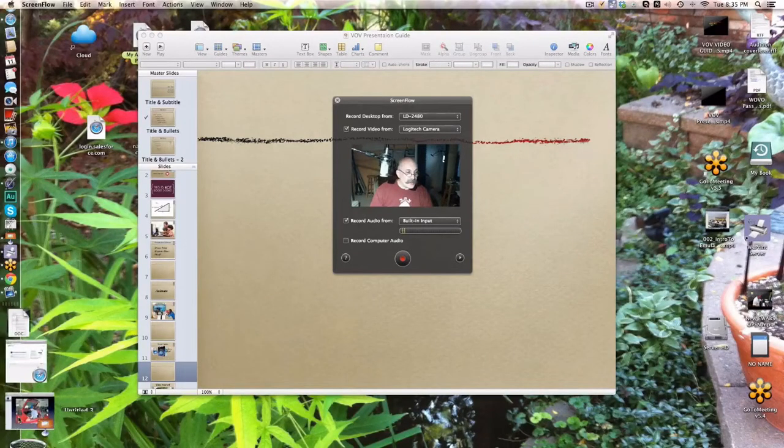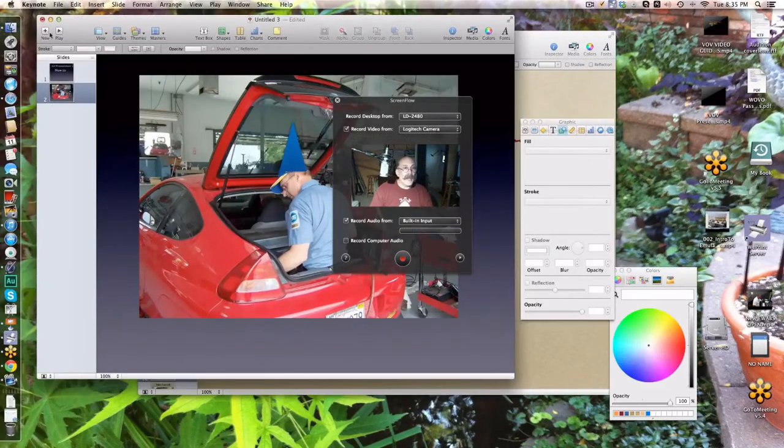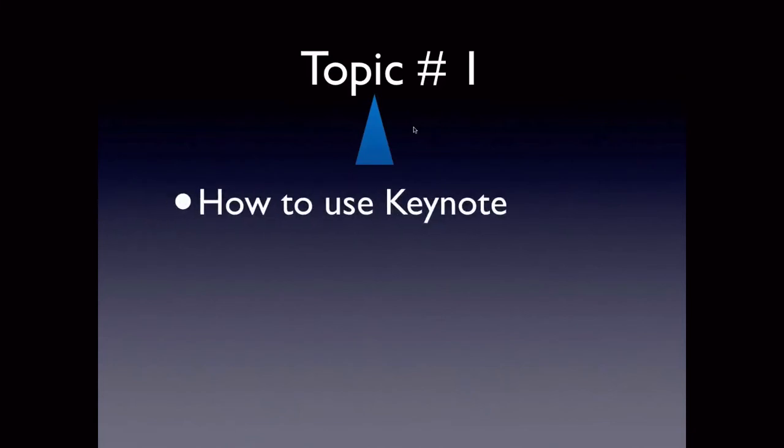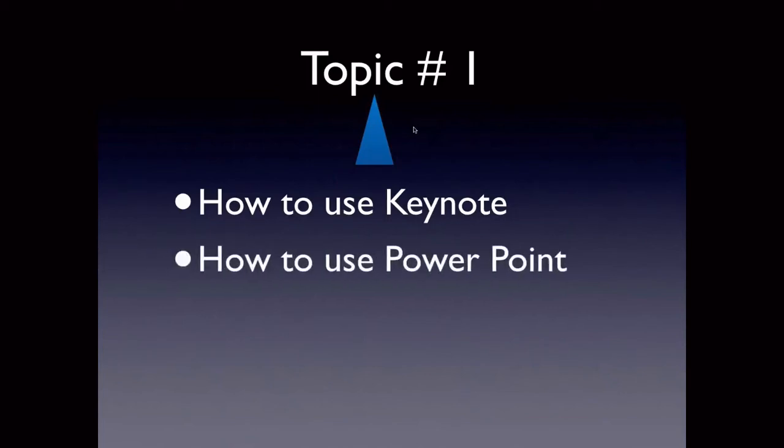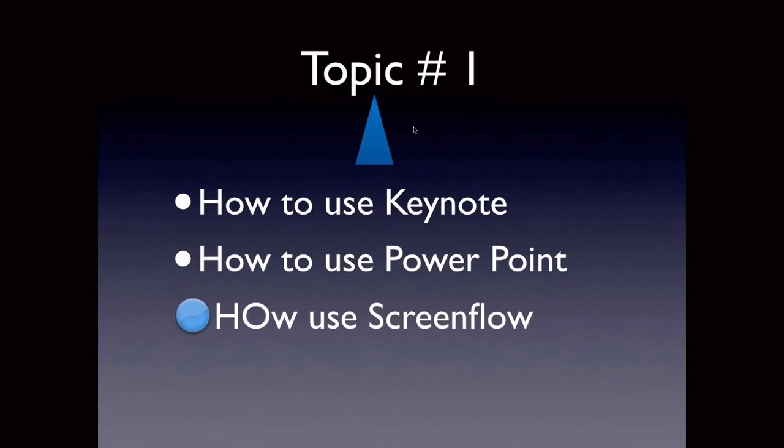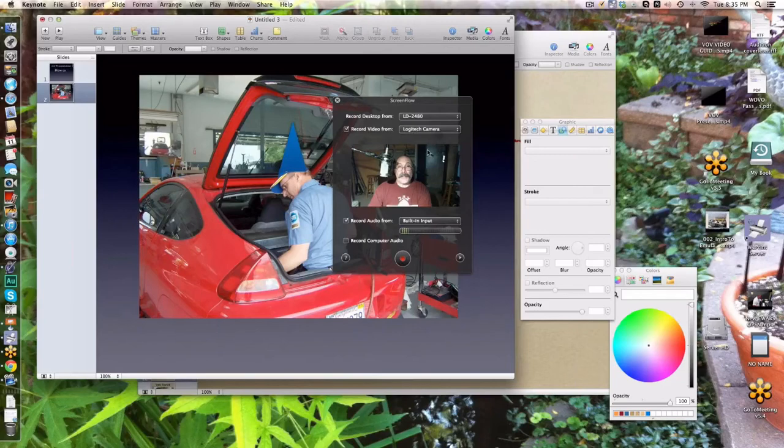Let's go back to the presentation we were working on before, and you hit play, and you go, well, good evening. Forget the triangle in the middle. I'm Dan Leonard, and tonight we're going to talk about topic number 1. All right, so what does topic number 1 involve? Well, topic number 1 shows we're going to talk about how to use Keynote, how to use PowerPoint, and we're also going to talk about how to use ScreenFlow. All right, and you just go through your presentation like that, and you hit escape, and then you go up here and stop record.